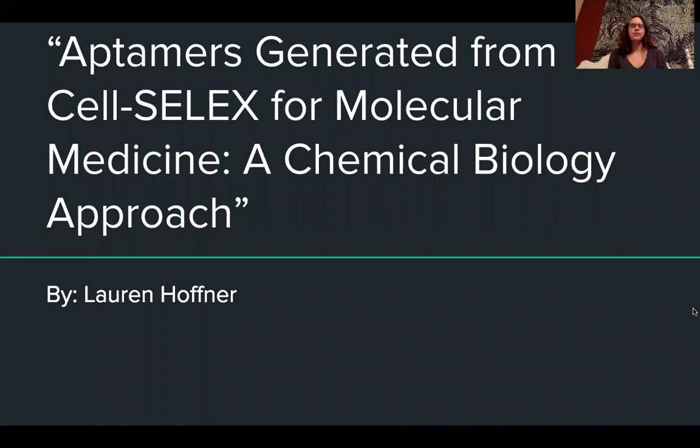I'm going to be going over the journal article, Aptamers Generated from Cell-SELEX for Molecular Medicine, a Chemical Biology Approach. In this research, they generated cell-based aptamers to understand the molecular basis behind cancer cells, because molecular medicine focuses on the molecular basis behind diseases, in order to diagnose and treat the diseases.